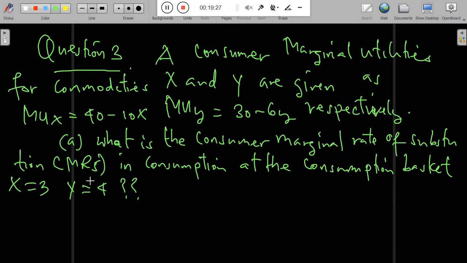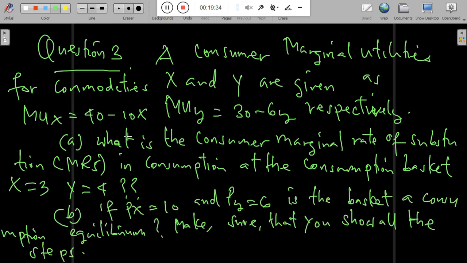But also, apart from calculating the consumer marginal rate of substitution, we have part B, that is: if the price of X is equal to 10 and the price of Y is equal to 6, is the basket consumer equilibrium? Make sure that you show all the steps. Is the basket consumer consumption equilibrium? Now we are required to show all the steps when we are calculating the equation. Now let's go to the solution.